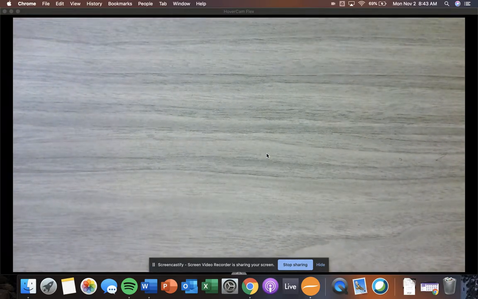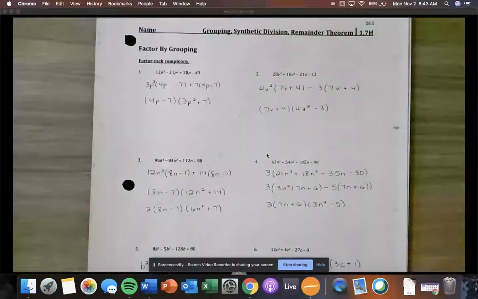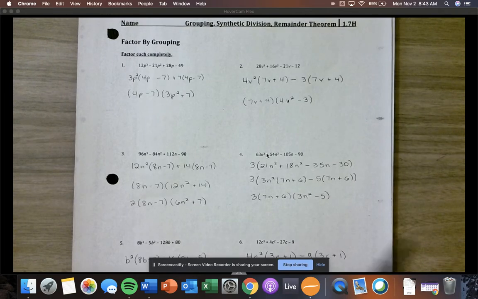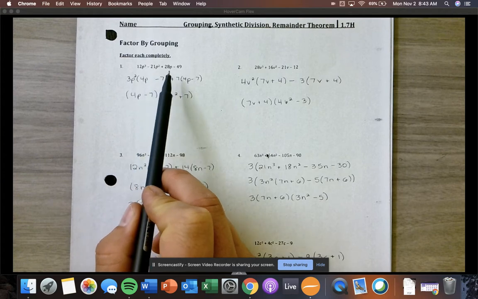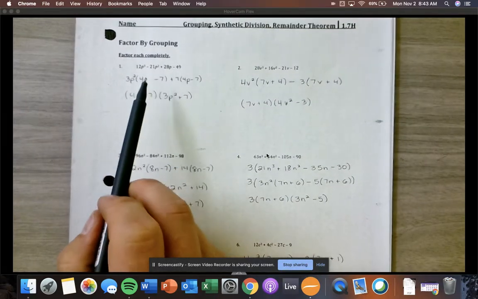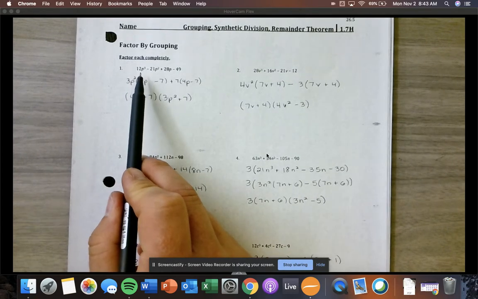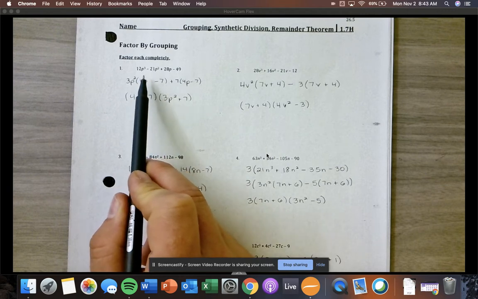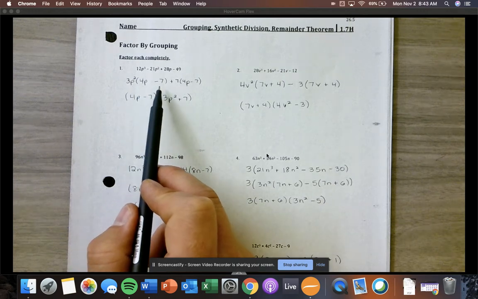All right, next is 1.7 again, and it's factor by grouping. We did some of these in class, if you remember. The steps are we group the first two and the last two terms in the function together. So we would group this 12p cubed minus 21p squared, and we'd pull out the greatest common factor of those two. In this case, it's 3p squared, and that leaves us with 4p minus 7.